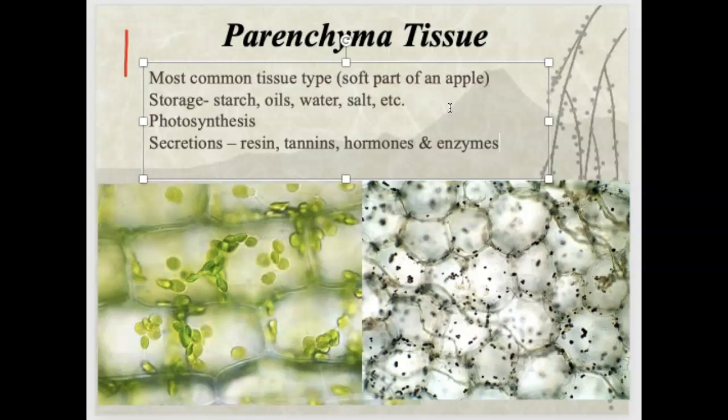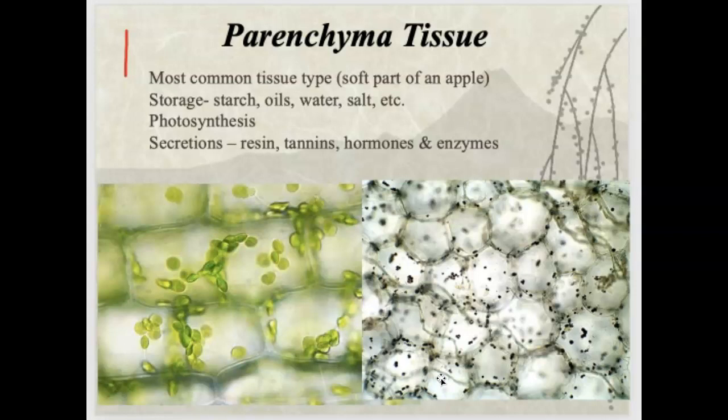Now again, this can be found in the root system, this can be found in the stems, in the leaves, in the fruits, etc. But very, very common tissue type. So whether it's an apple or the picture here is a potato, so if you guys remember staining a potato with iodine or Lugol's, the starch turns black. That black tells us there's a lot of stored starch there.